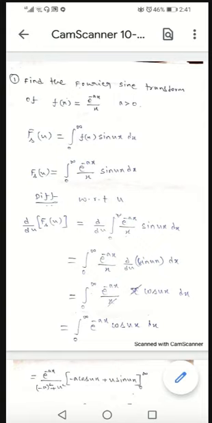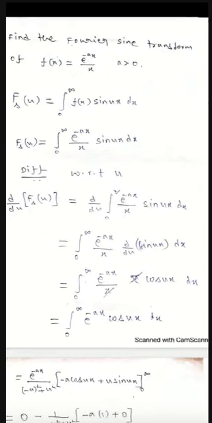The formula for sine transform is Fs of u equal to integral of f of x sine ux dx. In the place of f of x, I can write e power minus ax by x sine ux dx here. Okay. So you can differentiate with respect to u on both sides. So if you differentiate, d by du Fs of u equals d by du of the integration from 0 to infinity of e power minus ax by x sine ux dx here. Okay. So d by du comes to the inside.